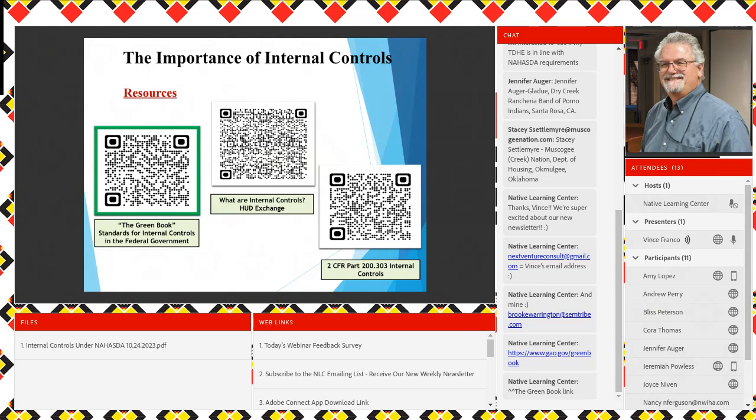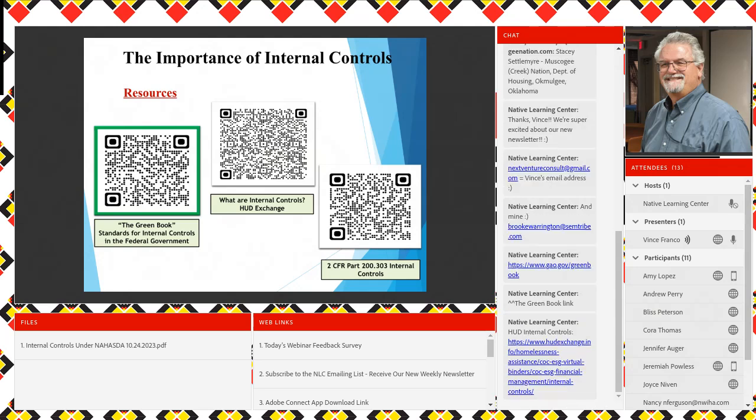And the one in the center, what are the internal controls, in the HUD Exchange? So this QR code takes you to HUD directly. Those of you that receive the Indian Housing Block Grant may want to use this if you haven't already. Go to HUD, go to the Exchange. There's the website link. Thank you, Brooke, for posting that in the chat box to take you to HUD. That's another resource to look at it from HUD's perspective, and that's good to know if you're a recipient of the Indian Housing Block Grant, right?